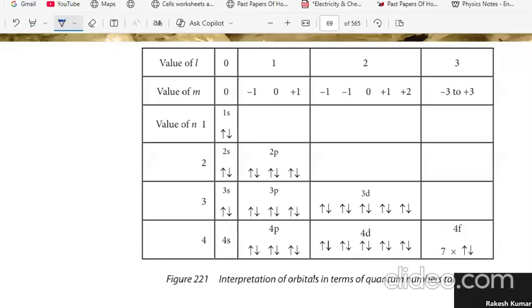The other thing you have to remember is that this is called the principal quantum number. This is called the magnetic quantum number. This is called the azimuthal quantum number or the orbital angular momentum quantum number.